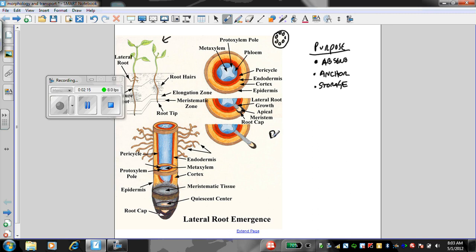So we've got the dermal layer, which is going to be the outside. You've got the ground, which is going to be everything between the dermal and the vascular, and then you've got the vascular tissue, which we've already talked about here, which is called the stele in the root. So all the blue stuff in there, this is all vascular. The brown stuff around the outside is dermal, and the red and orange tissue is going to be your ground tissue.